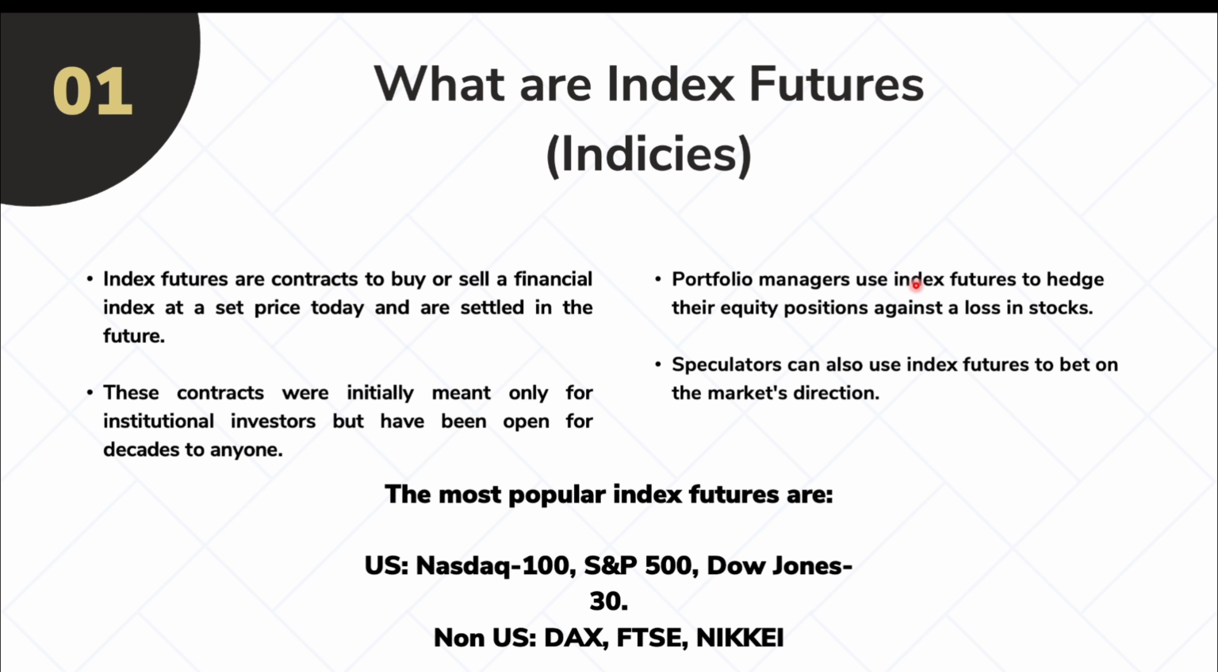Portfolio managers use index futures to hedge their equity positions against a loss in stocks. Speculators, that is us, can also use index futures to bet on the market direction. This is what we do. The most popular index futures are the Nasdaq, the S&P, and the Dow Jones. Those are all US based, so America based. You also have non-US futures, for example, the German DAX, the English one, the UK one, the FTSE, and the Japanese one, the Nikkei. In this video, we're mainly focusing on the US ones.